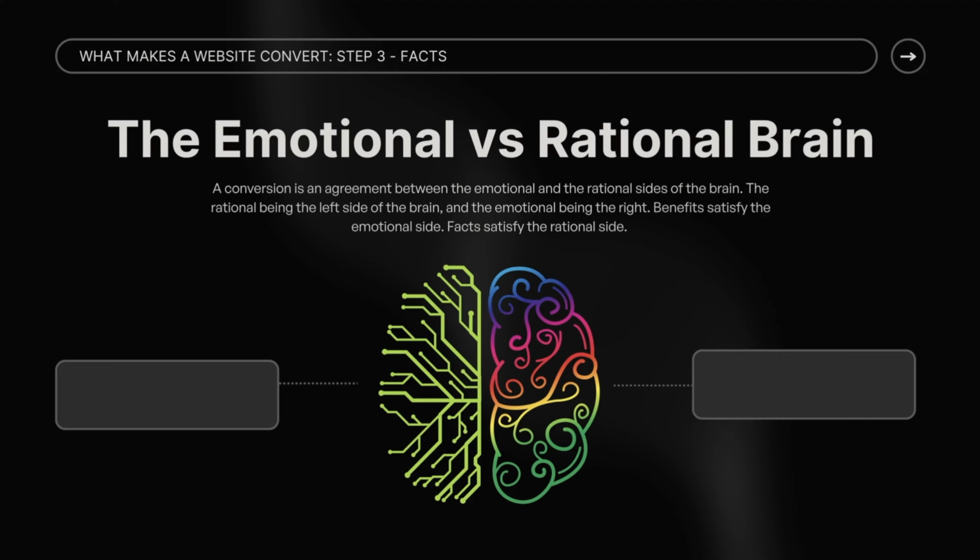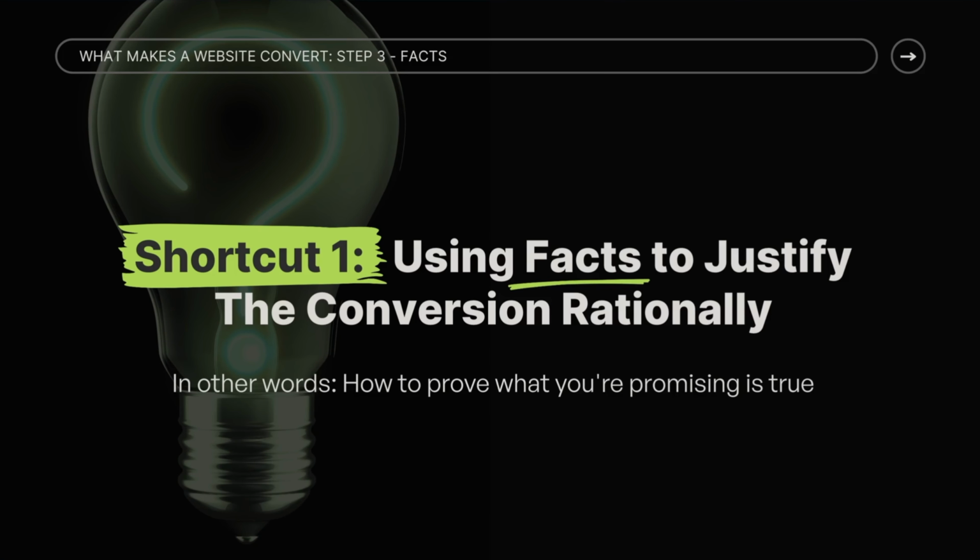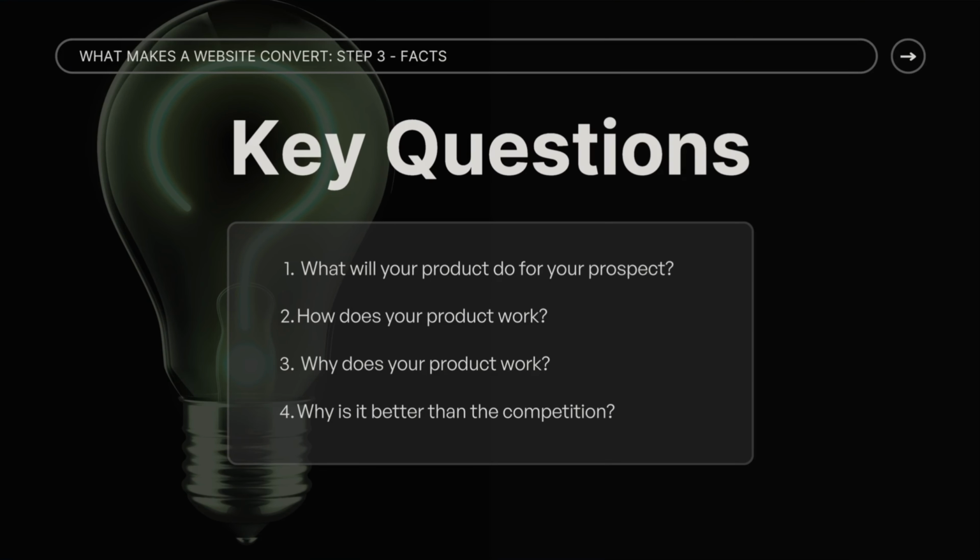Remember that a conversion is an agreement between the rational and the emotional parts of the brain. In the previous step, we learned how to satisfy the right emotional part of the brain by exploiting the core human desires. Now, in order to close the conversion, we need to address the rational side and satisfy that left brain. Welcome to the first shortcut of the third conversion activator. I will teach you how you can use facts to justify the conversion rational. First, let's answer these key questions.